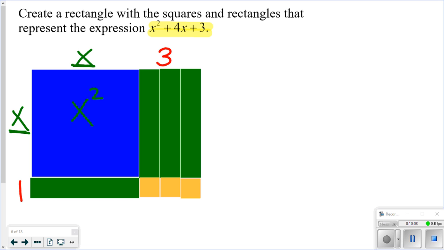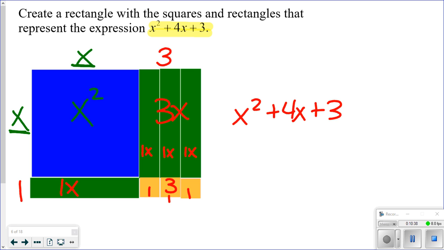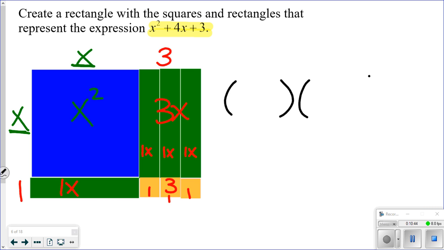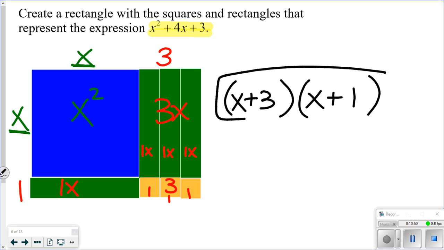Right? Because when I multiply 3 times x, this is 3 x's right now because this is 1x and 1x and 1x, so that makes 3. And then if I multiply over here, x times 1 is 1x. 1 times 3 is 3. This becomes 3 because there's 1, 2, 3 of them. Well, if I add them, I get x squared plus 4x. Remember, our diagonals are our like terms, plus 3. And that's what I started with up top. So here are my factors. Here are my 2 sets of parentheses, x plus 3 and x plus 1. And I know that they're positive because they're green.